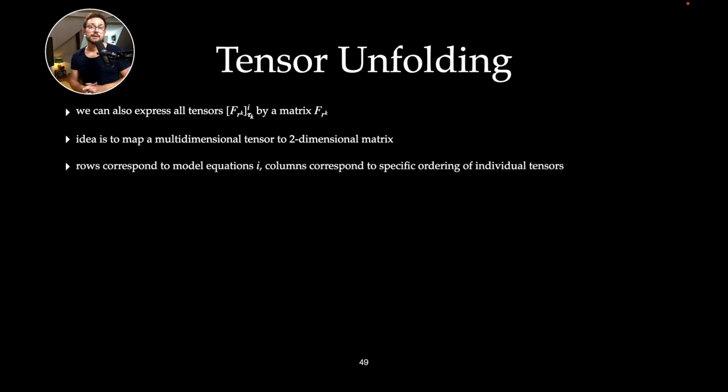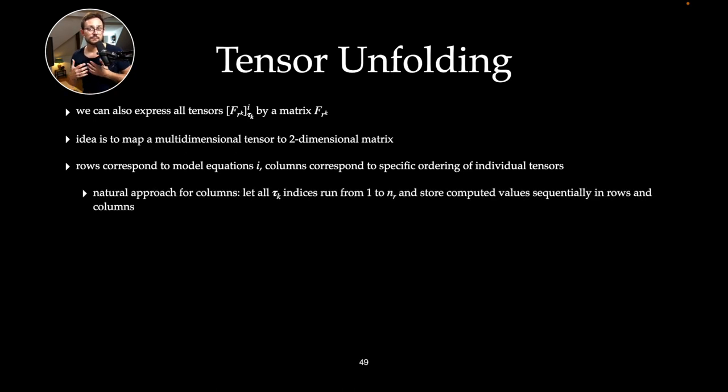And the mapping we are using is that the rows correspond to model equations i, and the columns correspond to a very specific ordering of the individual tensors, to which variables I'm taking the partial derivative. The underlying and very natural approach is you have those tau indices, tau 1, tau 2, tau 3, up to tau k, that all run from 1 to n. Now let's simply run a for loop, compute the tensor and store it in the first column, compute the next tensor and the next one and the next one, and you fill in the columns sequentially.